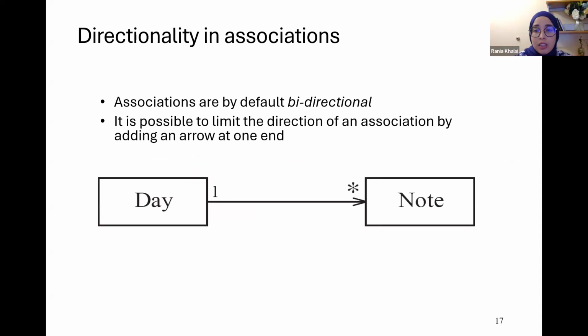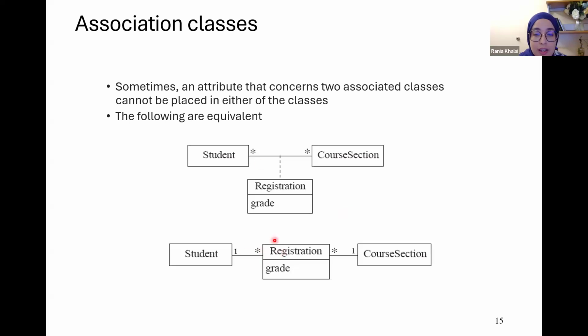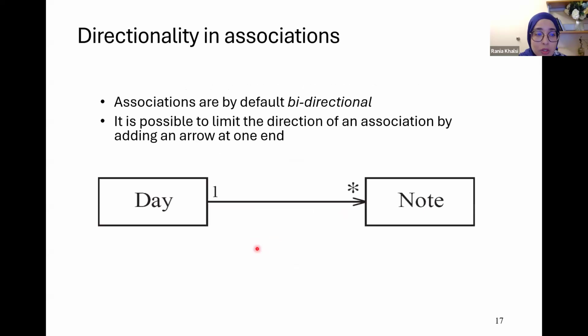Also for readability reasons, you can specify that an association has one direction. You see here, usually if we don't clarify that, it's bidirectional. This is why I always read from both sides. But if we specify the direction of the arrow, we can only read from here to here. The main reason here is to limit the direction of an association, so we just add the arrow.